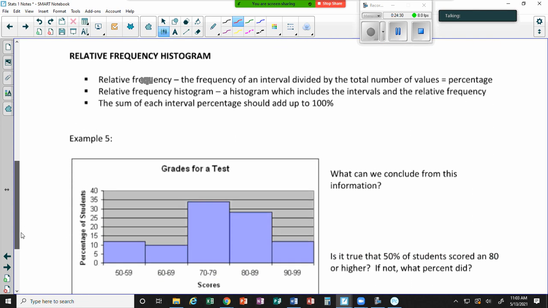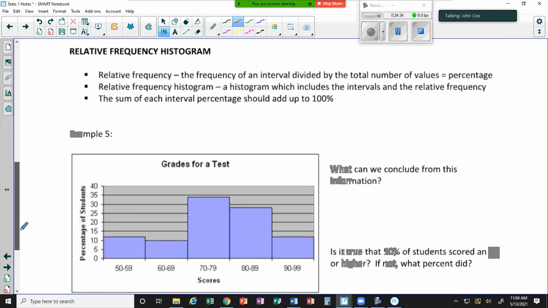All right, a relative frequency histogram. The only difference between a histogram and a relative frequency histogram is that now instead of having a number over here, you're going to have a percentage. A relative frequency is the frequency of an interval divided by the total number of values, meaning you're finding the percentage. Instead of saying there's 4 students, you're going to find out what percentage of the total is those 4 students. Okay?